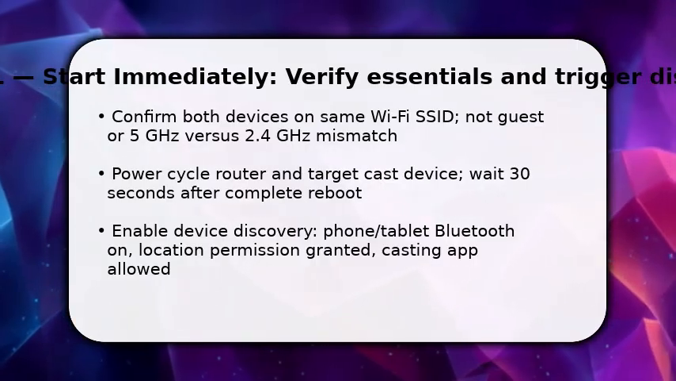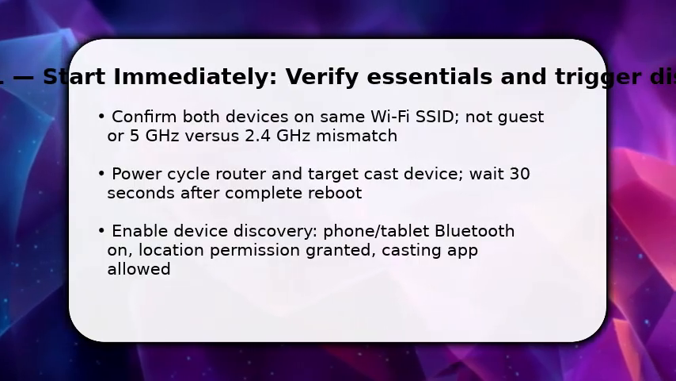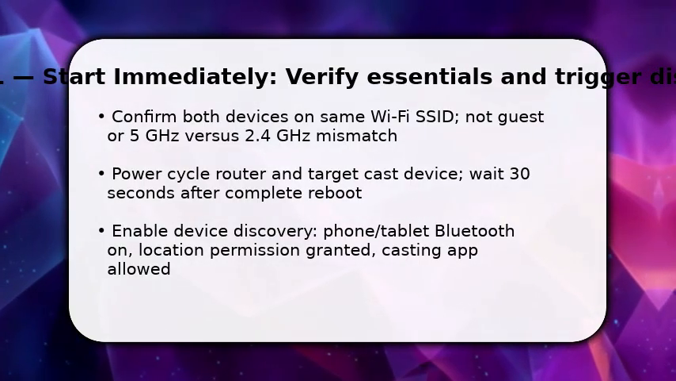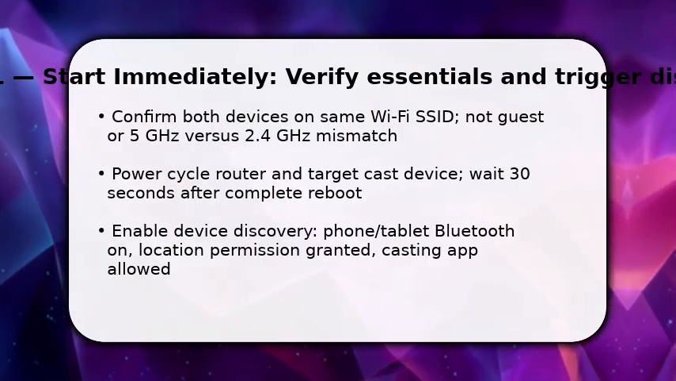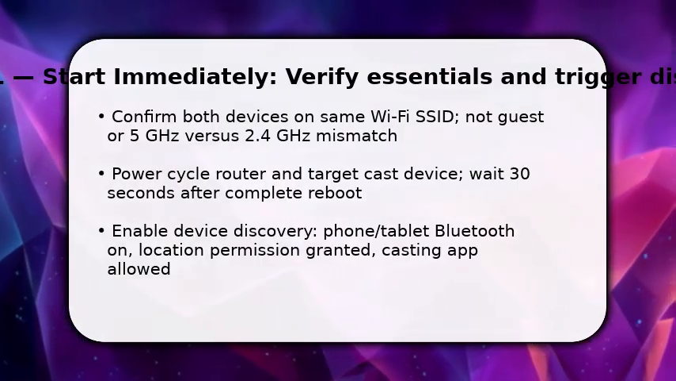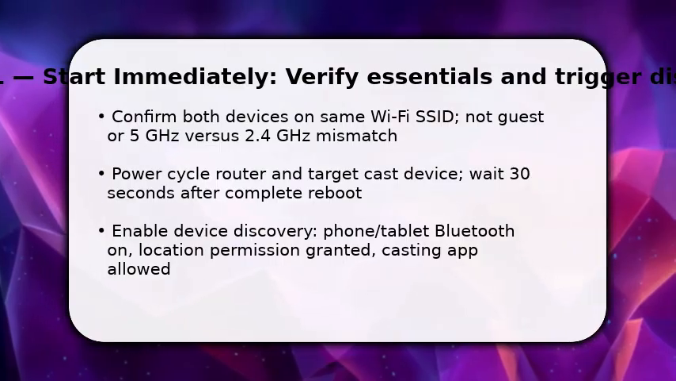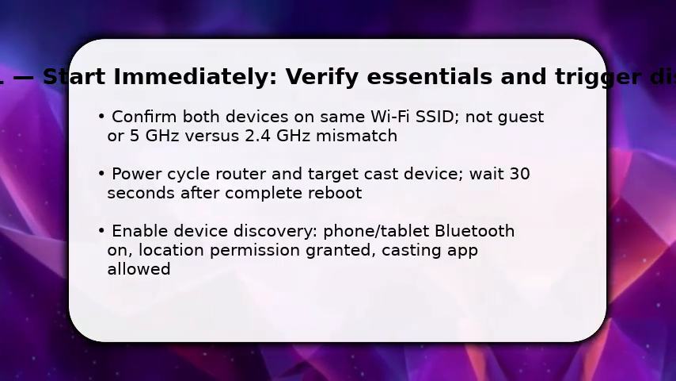Check that both your sender and cast device share the exact Wi-Fi SSID because mismatched networks block discovery. Once done, power cycle the router and the cast target. Wait 30 seconds after lights stop blinking so services restart.